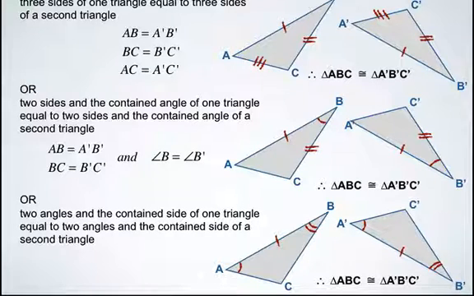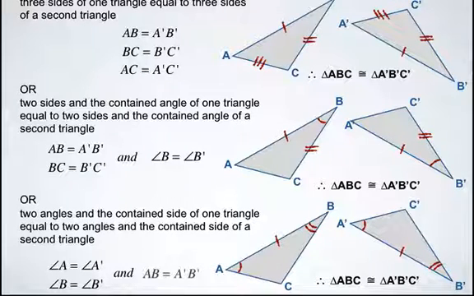So triangle ABC again is congruent to triangle A'B'C' because angle A, right here, is equal in measure to A'. Angle B is equal in measure to angle B', and the contained side, AB, is equal in length to A'B'. So here are your three conditions that you'll need to consider when verifying if triangles are congruent to one another.